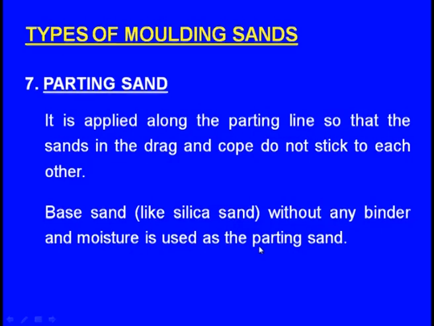Next one, parting sand. It is applied along the parting line so that the sands in the drag and cope do not stick to each other. We have seen that in the molding system, we generally use two molding boxes. The lower molding box is known as the drag, and the upper molding box is known as the cope, and we put the pattern and mold the two boxes. Between these two molding boxes there is a separation, because before pouring we have to separate them.